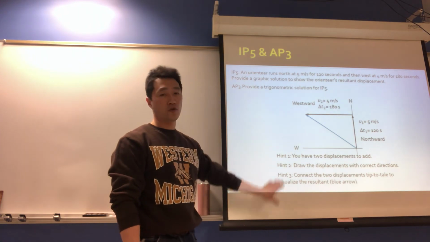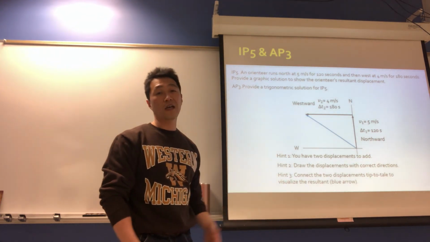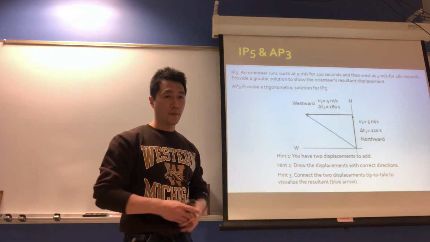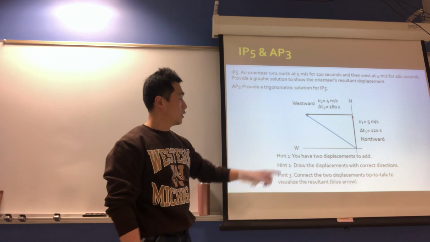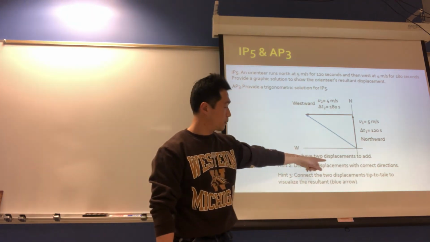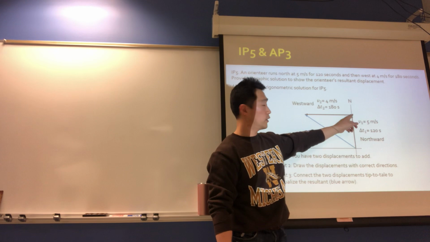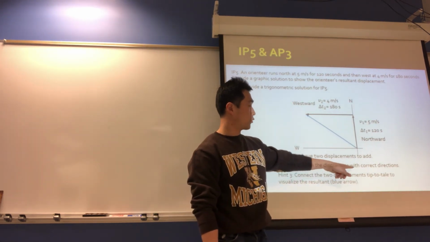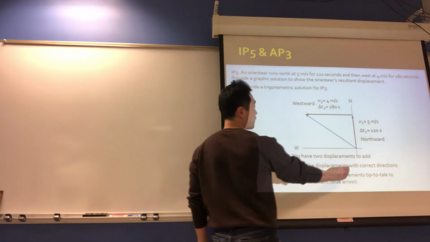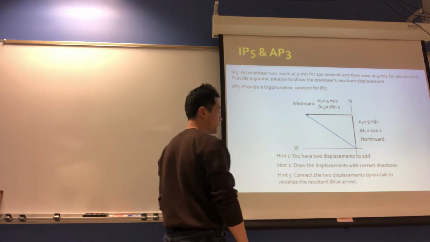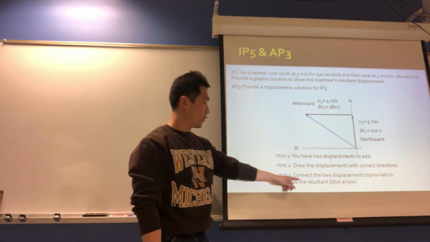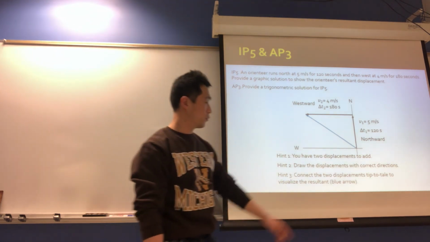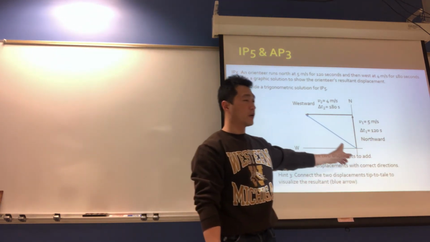And there are hints here as usual. As long as you follow the hints, it's not very difficult to solve this problem. But let me simply read the hints to give a better idea of how to solve these problems. Hint 1, you have two displacements to add, 1 and 2, right? Draw the displacements with correct directions, north first and then westward, and connect the two displacements tip to tail to visualize the resultant displacement, which is the blue arrow as I mentioned. So this can be the graphic solution.